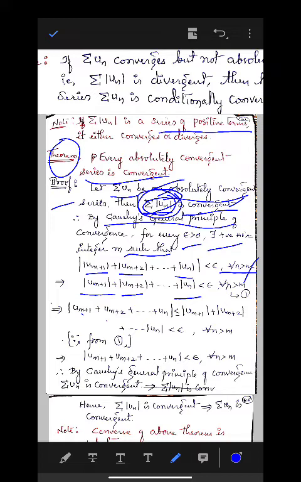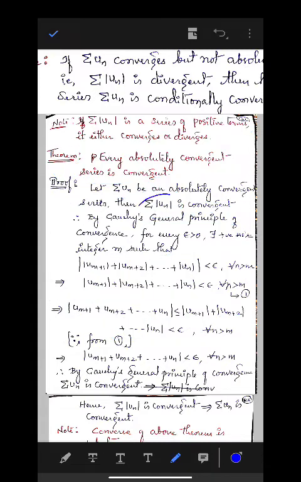Therefore modulus of um+1 plus um+2 plus so on plus un is less than or equal to modulus of um+1 plus modulus of um+2 plus so on plus modulus of un, which is less than epsilon. This is according to Cauchy's general principle, and this is what we have got from the given series when we applied Cauchy's general principle to the modulus of un.